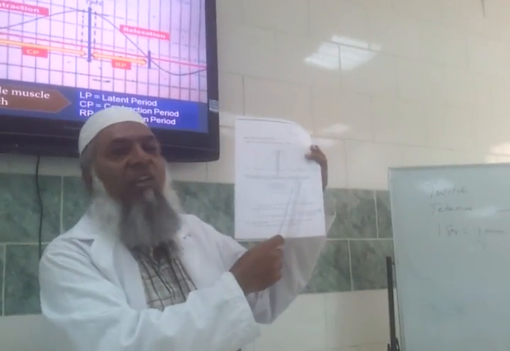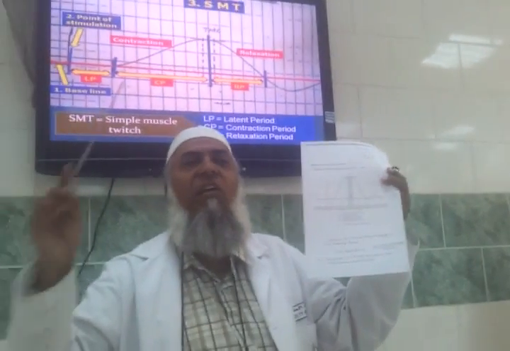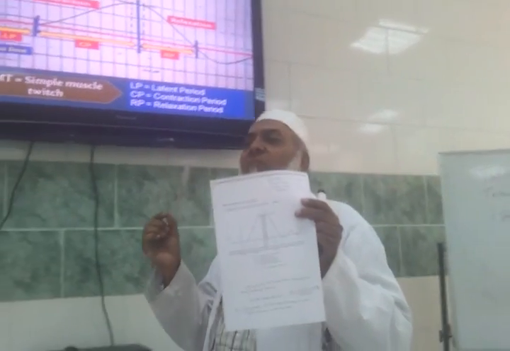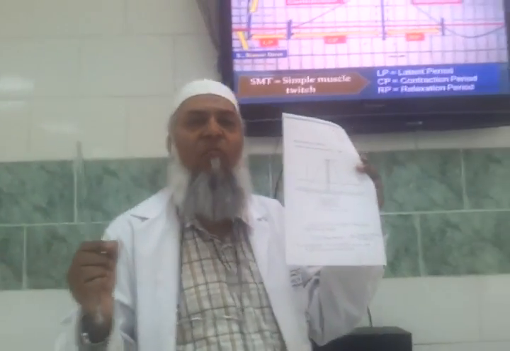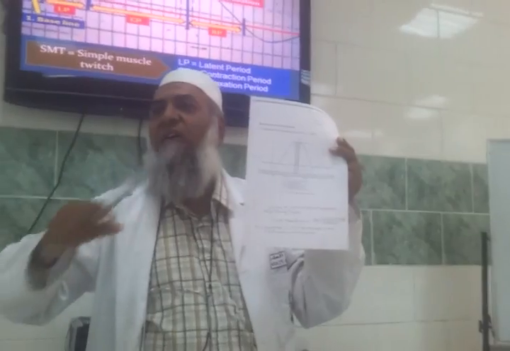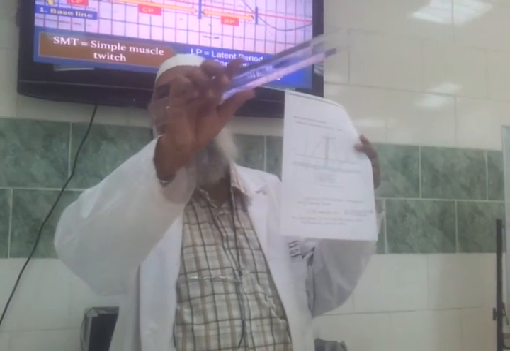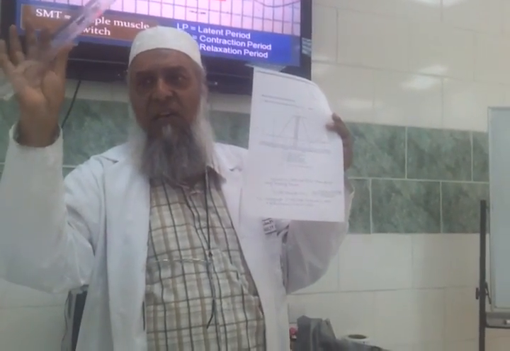First you will mark the different areas, and then with the help of the scale you have to measure how many millimeters each period is. Latent period, how many millimeters, contraction period, relaxation period, twitch height, twitch peak duration, how many millimeters, just by the help of the scale. Okay? Clear?